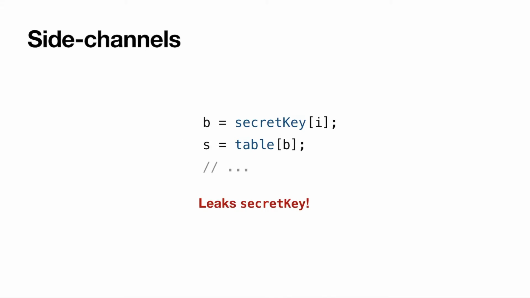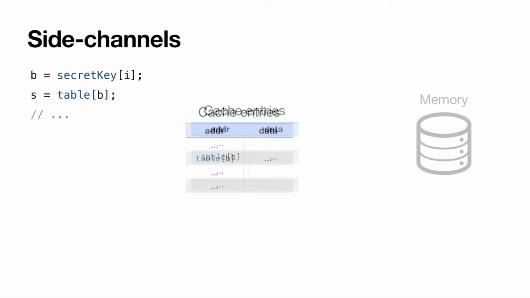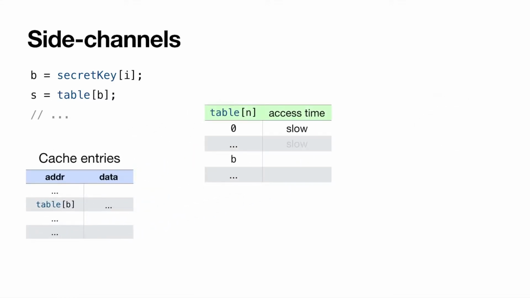And it's because under the hood, when the processor loads table of B from memory, it brings it into the cache, so that the next time something uses table of B, it won't have to go all the way out to memory. It just pulls it from the cache. But this means table of B, for whatever value of B we just used, is going to be a lot faster than table of any other value. So if an attacker accesses every entry in table and measures how long each one takes, they can infer the value of B, which is a byte from the secret key.